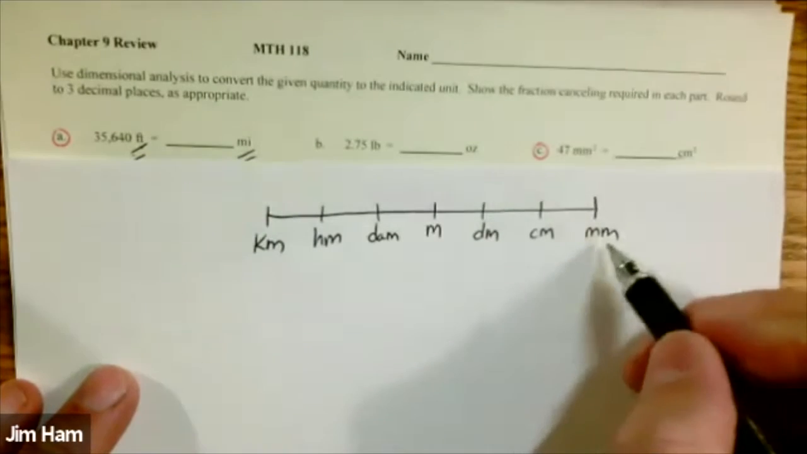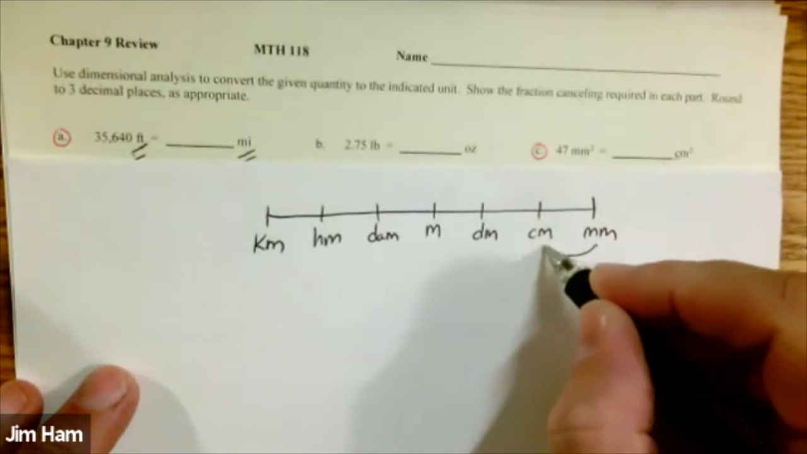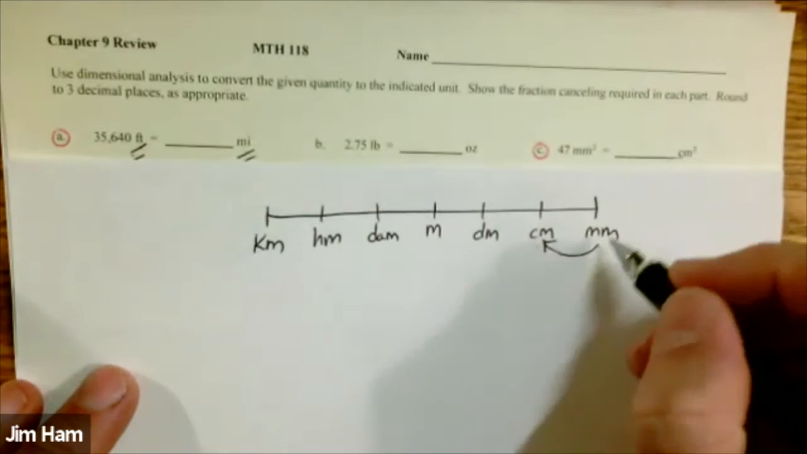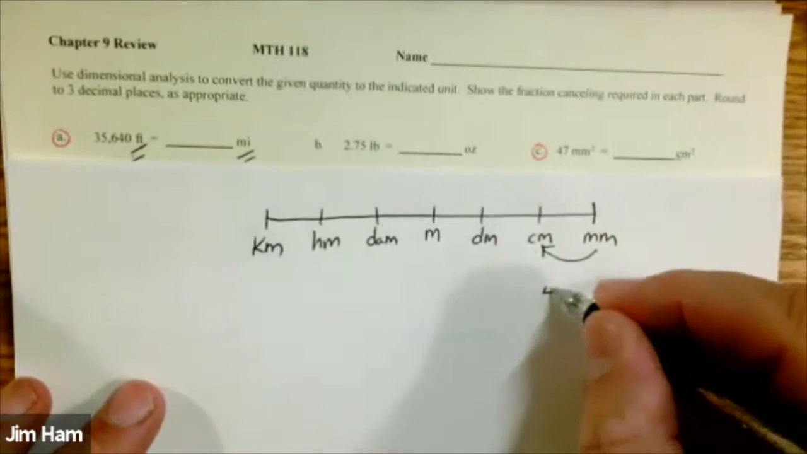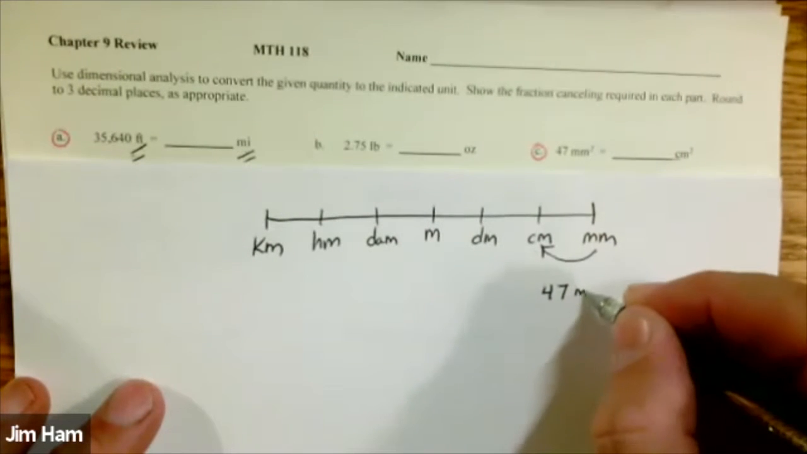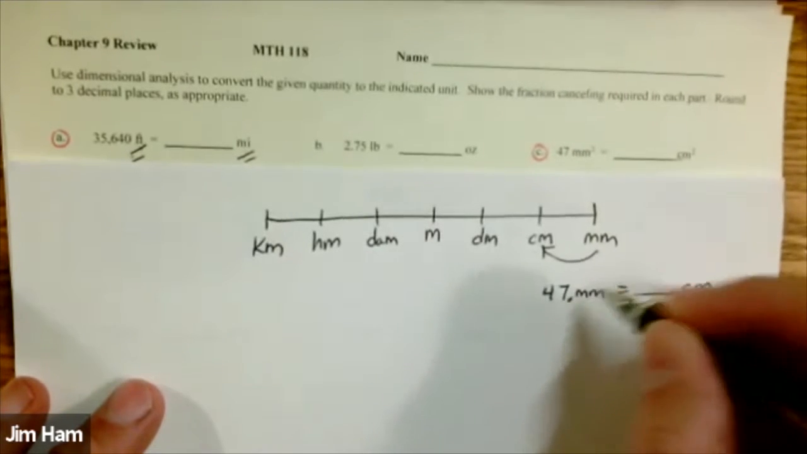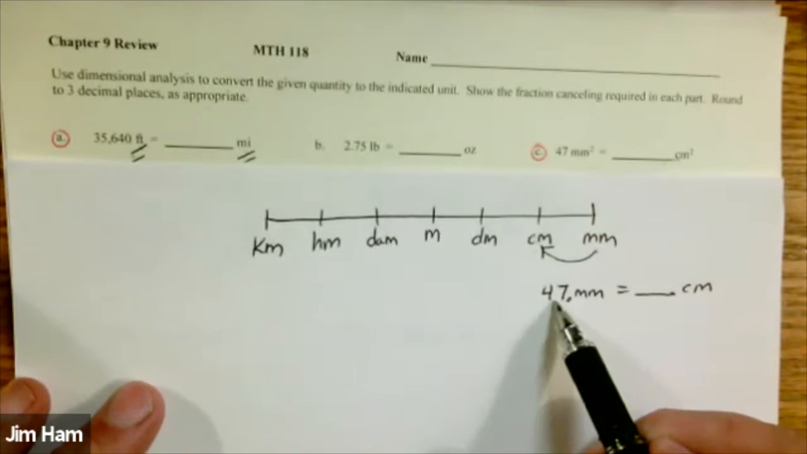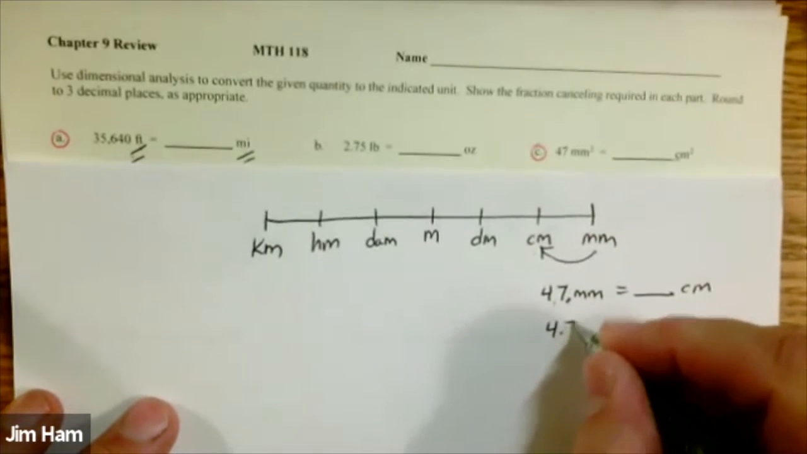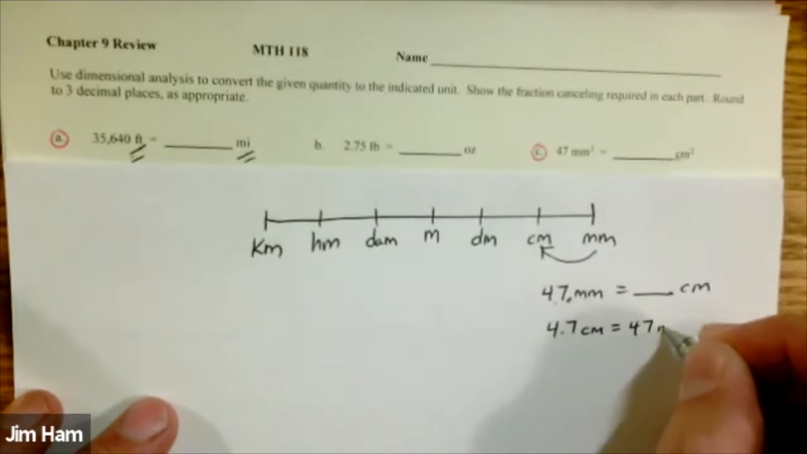So if we're going from millimeters to centimeters, that means we're going one place to the right. So in a length problem, if we were doing this, 47 millimeters is equal to how many centimeters, we would just take this decimal point and move it one place to the right and get 4.7 centimeters is equal to 47 millimeters.